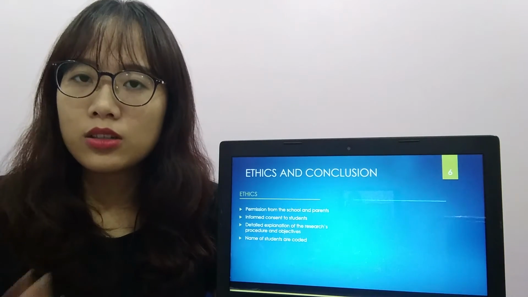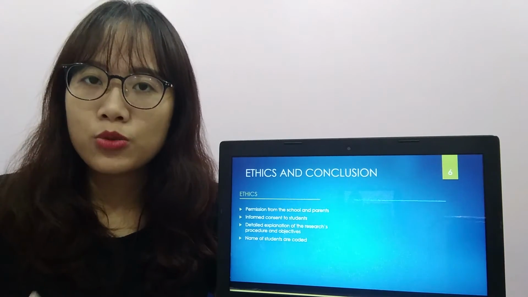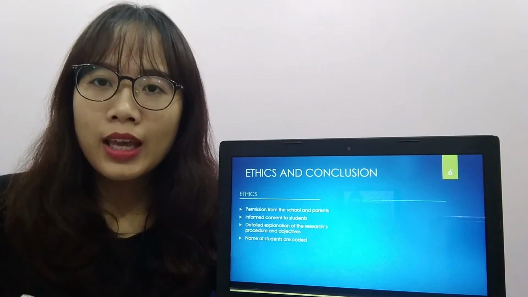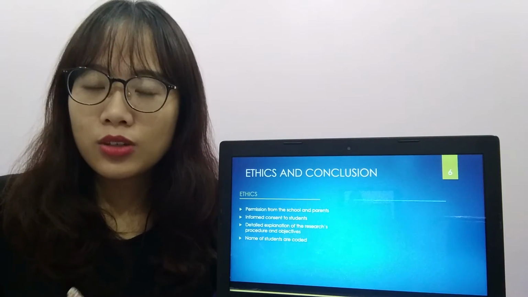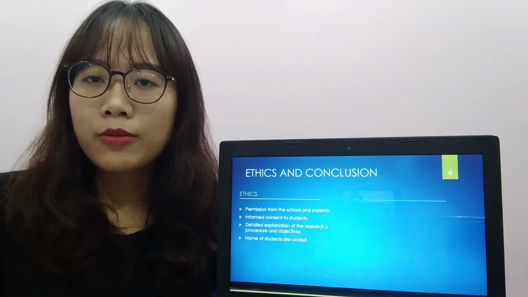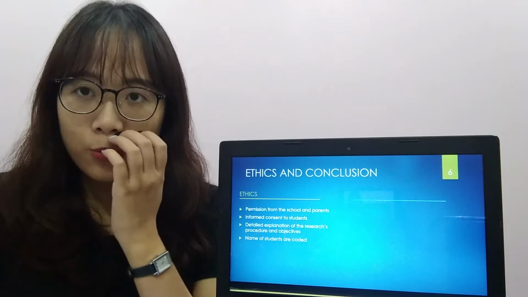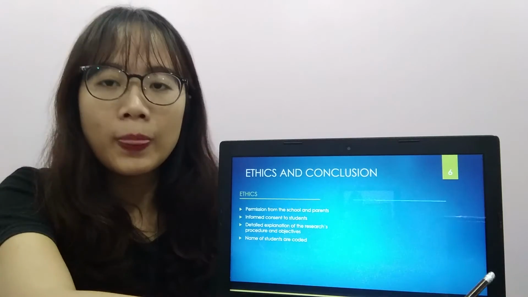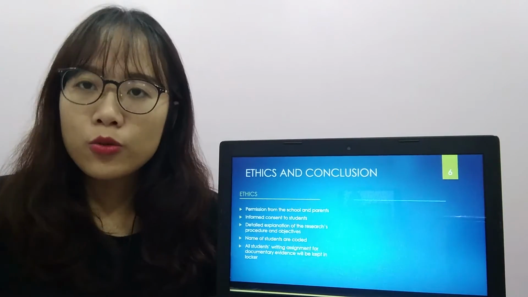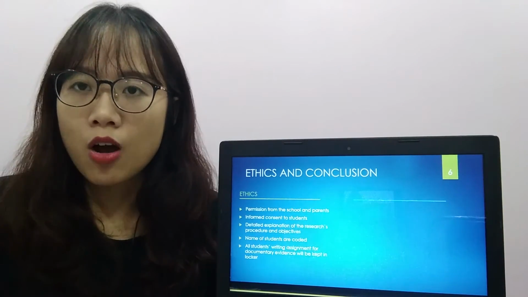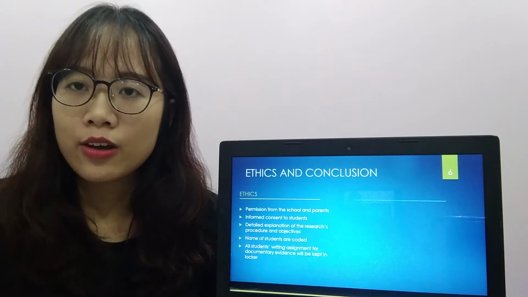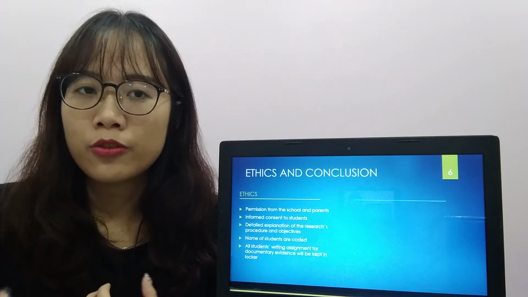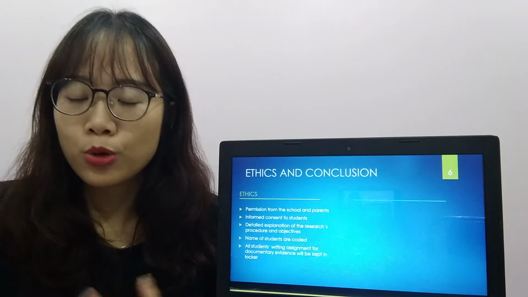The students are also informed that they will not be treated differently if they don't want to participate in the research. And to protect the students' identity and privacy, all the names of the students will be coded, and we will only use codes in the research report. And all the writing assignments of the students in hard copy form will be kept in a locker that I am the only one to have the key to. And if they are soft copies, they will be in a separate folder on my laptop and protected by a password.